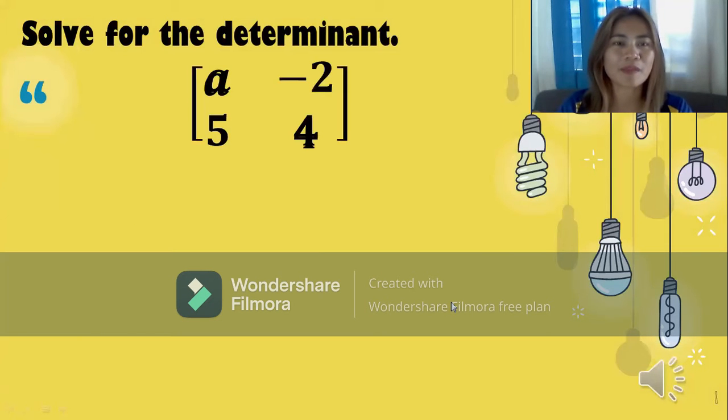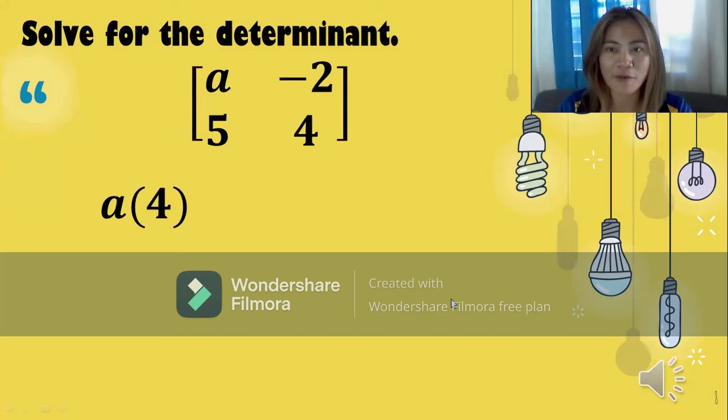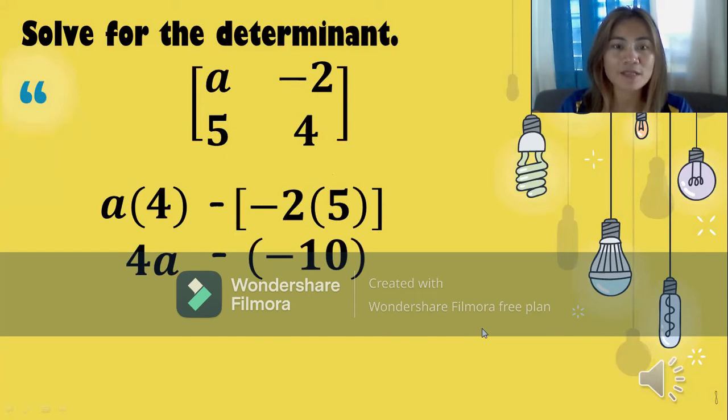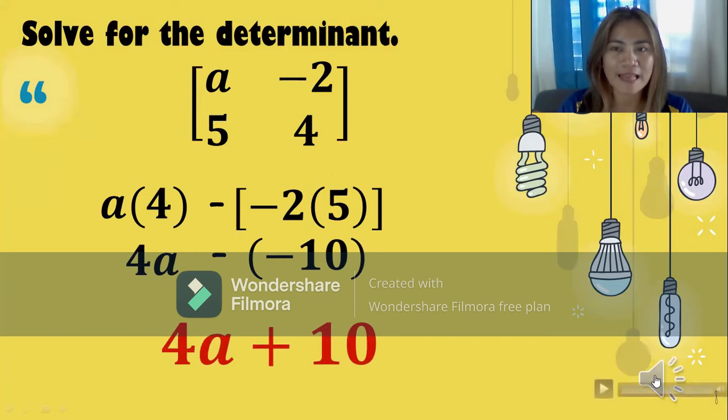Another. So the product of A and 4, minus the product of -2 and 5. So 4 times A, 4A, minus -2 times 5, -10. So 4A minus -10, the answer is 4A plus 10.